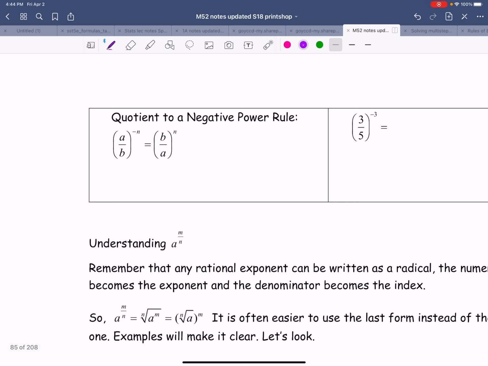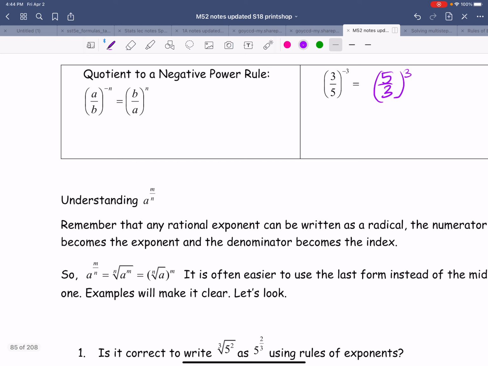Quotient to a negative power. So if you have a quotient to a negative exponent, you can flip the fraction and make the exponent positive. For example, 3/5 to the negative third, we can write it as 5/3 to the third power, okay? We can express it as 5/3 to the positive exponent.